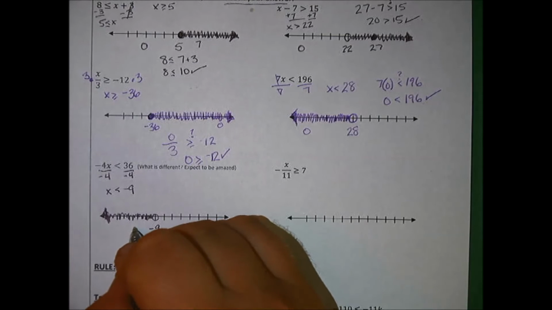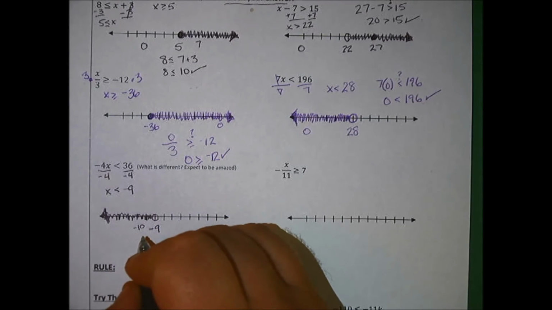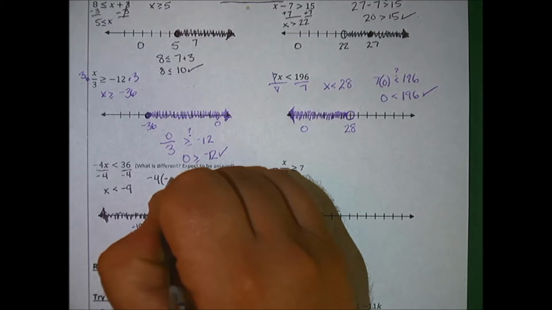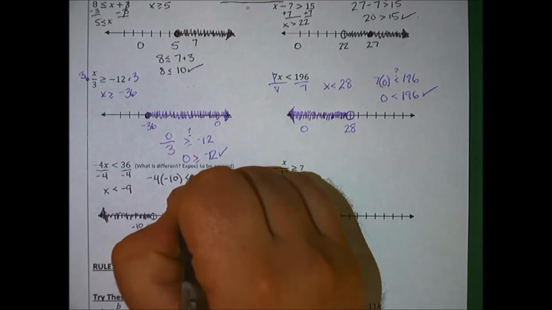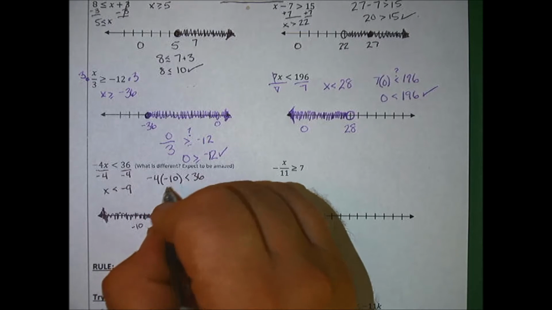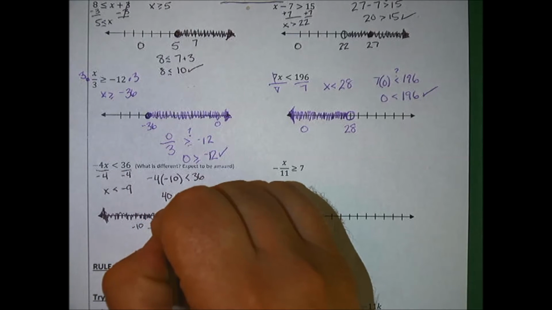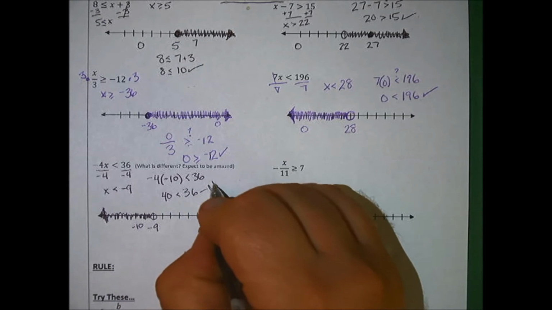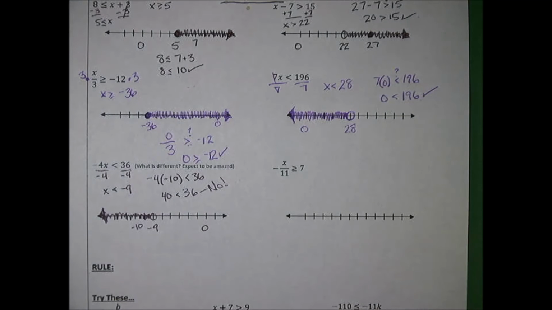Let's say, well, negative 10 should be over here. All right, that's smaller than negative 9. Now let's check that in our equation. So negative 4 times negative 10, is that less than 36? Okay. Negative 4 times negative 10 would be 40. Now is that less than 36? No, it's not. Okay. So it's not. That means that we screwed up somewhere, and it's nothing that you should know.